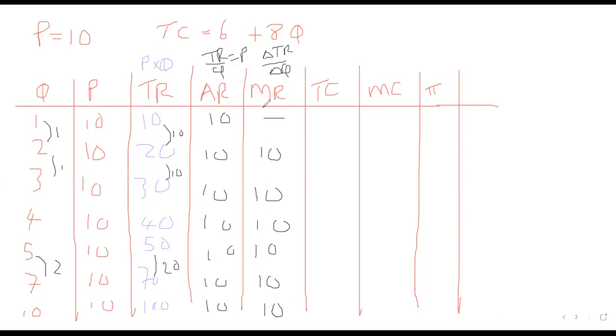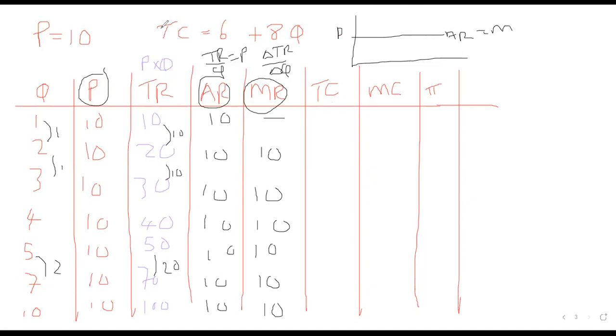So remember what we said, that in a perfectly competitive market, the marginal revenue is the same as the price, so it's a horizontal line. Price is the same as the average revenue. It's the same as our marginal revenue, which is our demand.